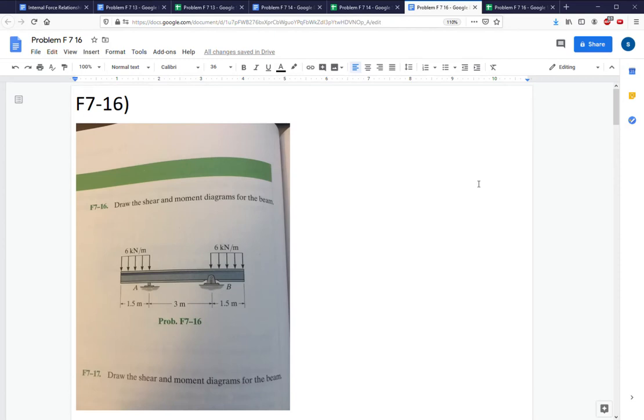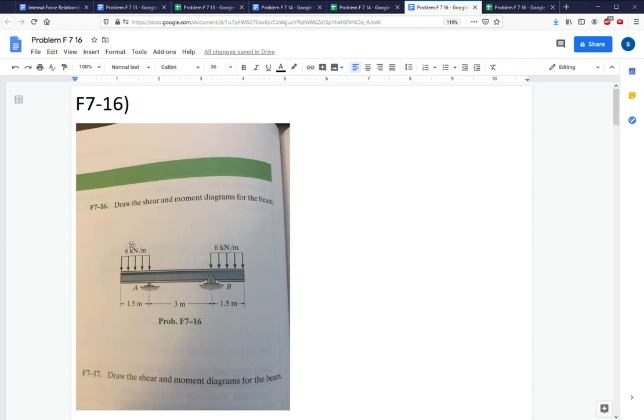Problem F716. Draw the shear and moment diagrams for the beam. So in this beam we have two reactions at A and at B, and two distributed forces here and here. So first we're going to need to find these reaction forces. We'll do that by finding sum of force and sum of moment.